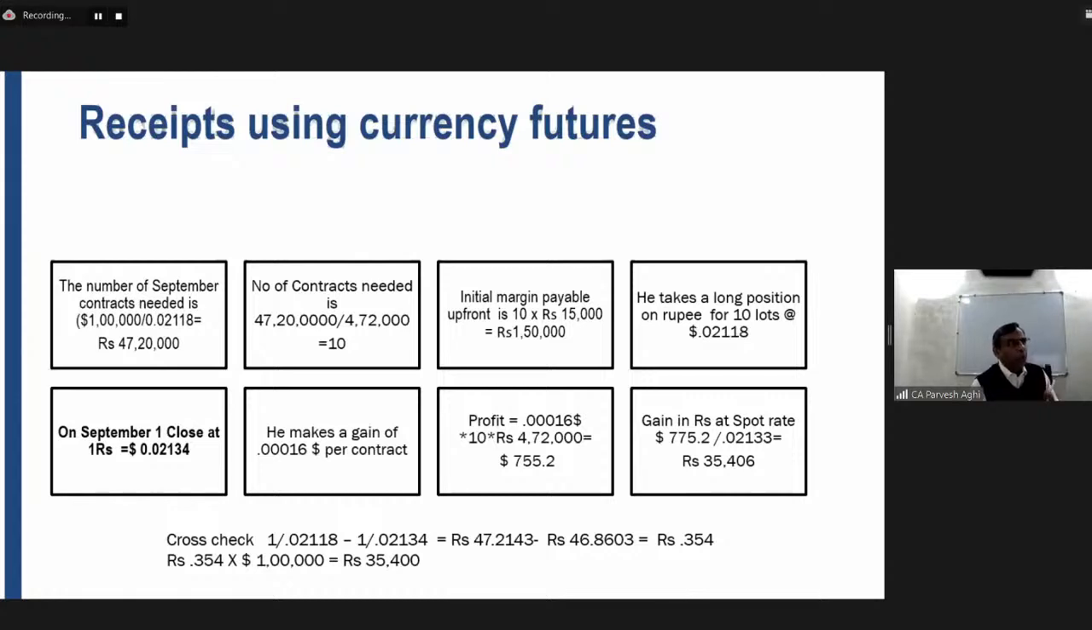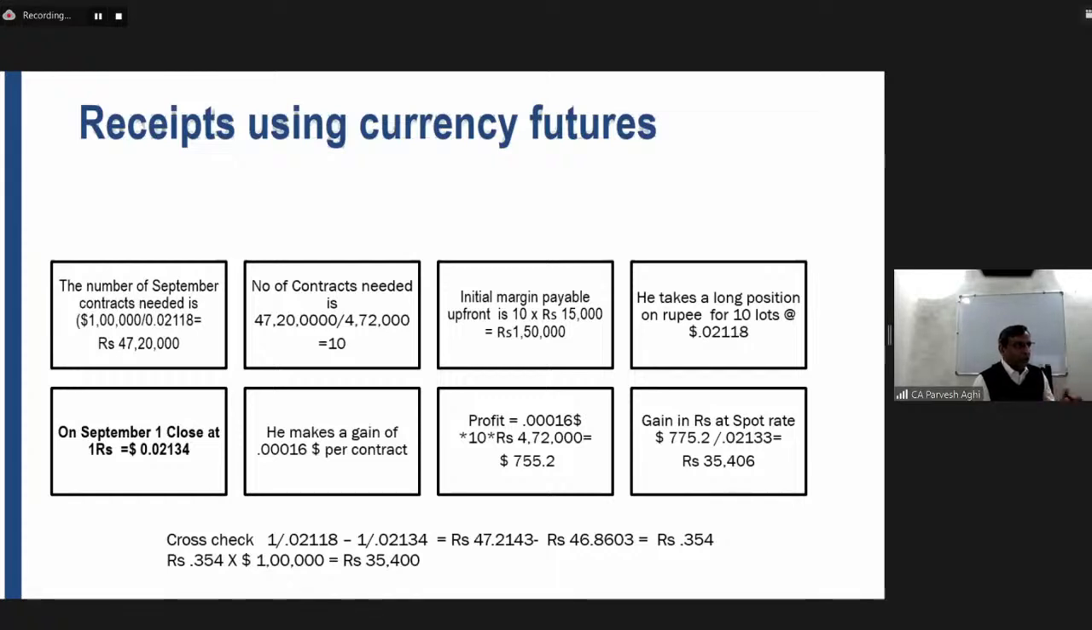Then he takes a long position on the rupee. Being an exporter, he should have taken a short position in dollars. But since the quotes are given in an indirect manner, he takes a long position. A long position in rupee is equivalent to a short position in dollars. So we look at the opening rate and the closing rate and the expiry rate, and we just minus it off, and we get that he makes a gain because the dollar has gone up from 0.02118 to 0.02134. Thereby he is making a 0.0016 a dollar gain per contract.